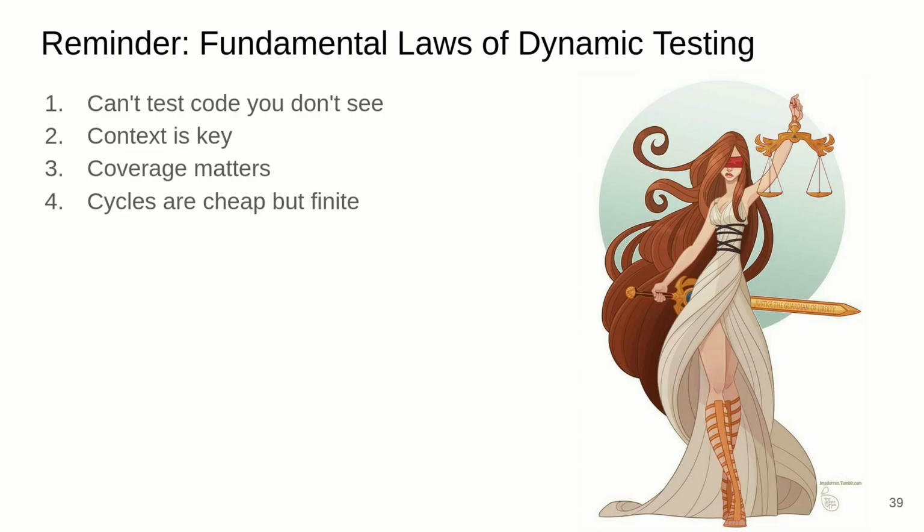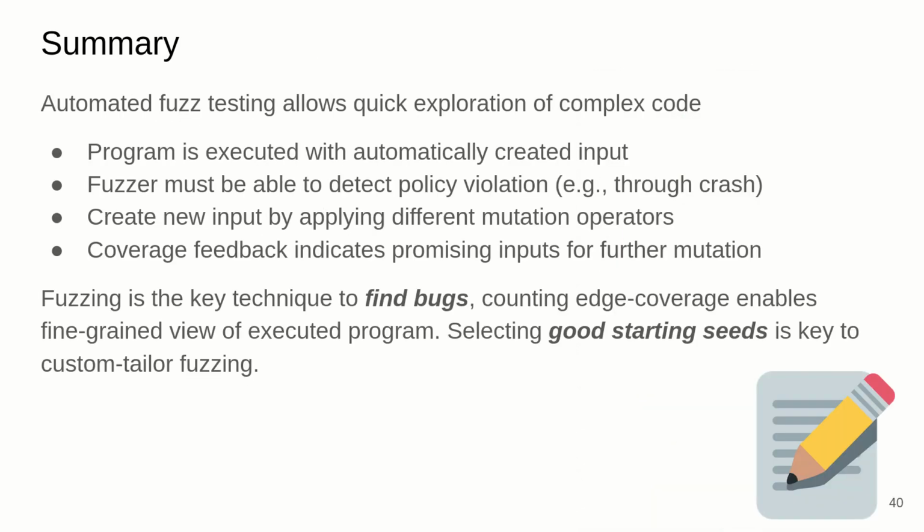Let's recap. The fundamental laws of dynamic testing are that you can't test code you don't see. Context is key. Coverage matters, and cycles are cheap but finite. So as a summary, today we heard about automated fuzz testing. The two different aspects of fuzz testing, namely generational testing and mutational testing, whereas mutational testing is the most commonly used, together with coverage-based information that allows us to adjust the exploration in different ways. The program is executed with automatically created input.